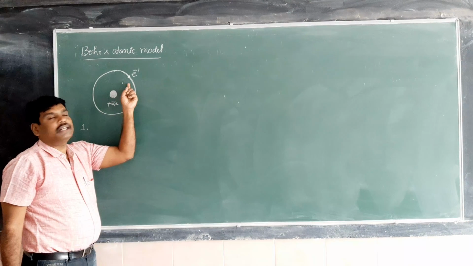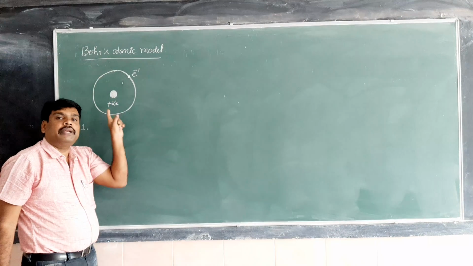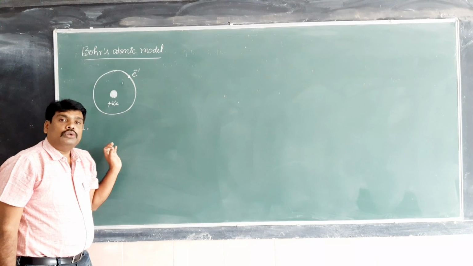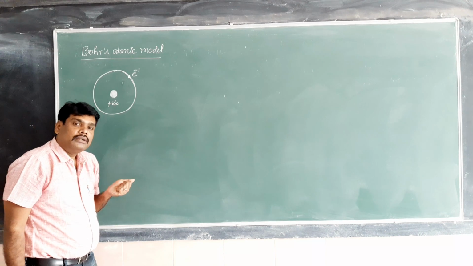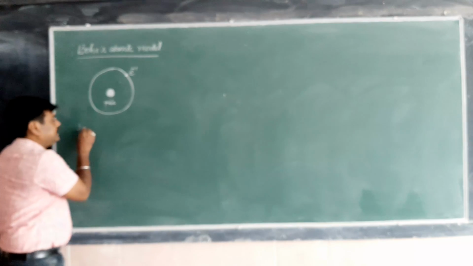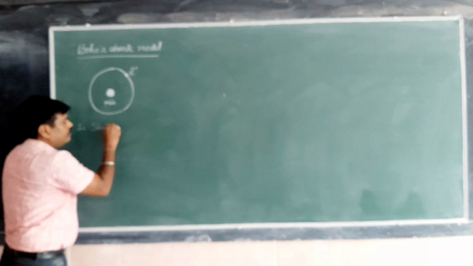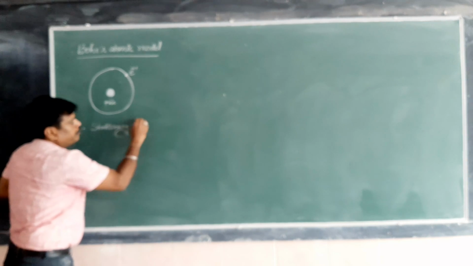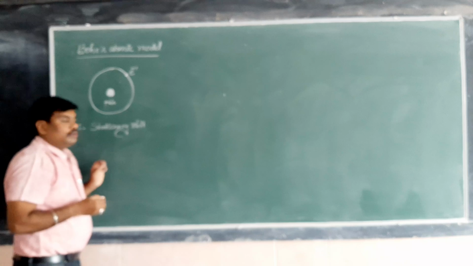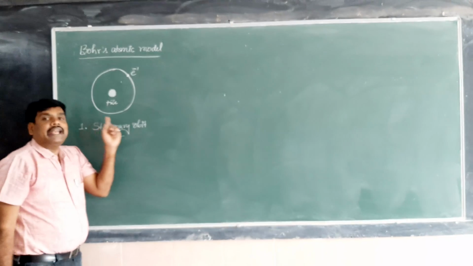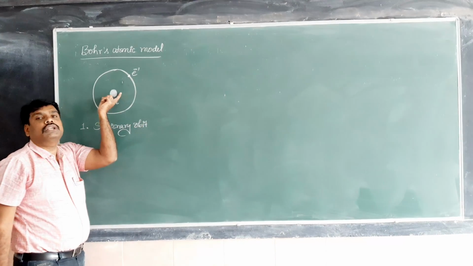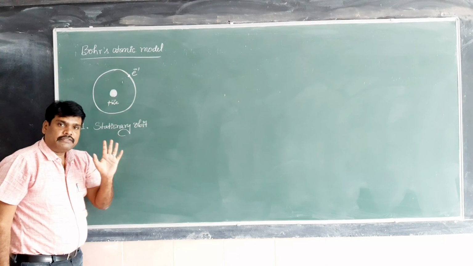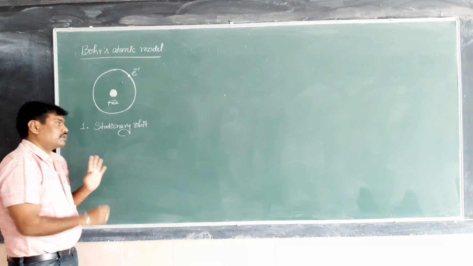If the electron is revolving in its stationary orbit, that electron does not radiate any energy. If the electron is revolving in its own orbit, then in that orbit electrons do not radiate any energy. So it says about the stationary orbit. So Bohr's first postulate is: in an atom, the electrons revolve in a stationary orbit around the nucleus in a circular path. This is the first postulate made by Bohr.